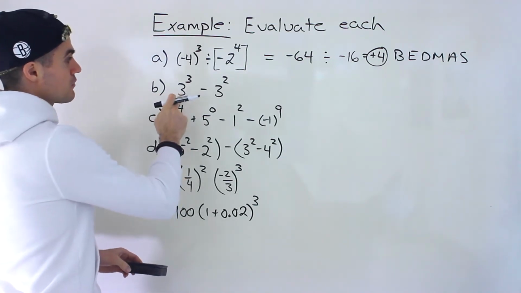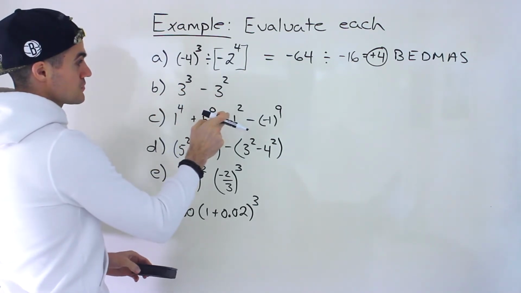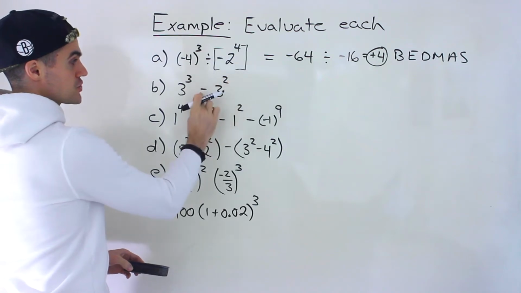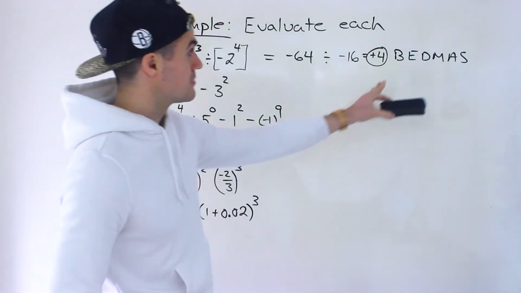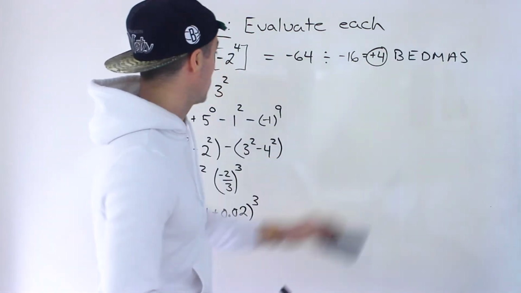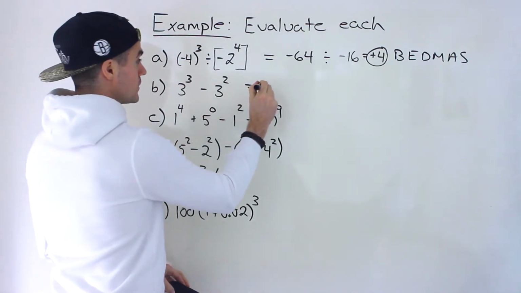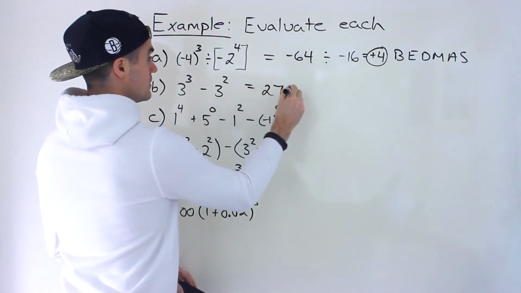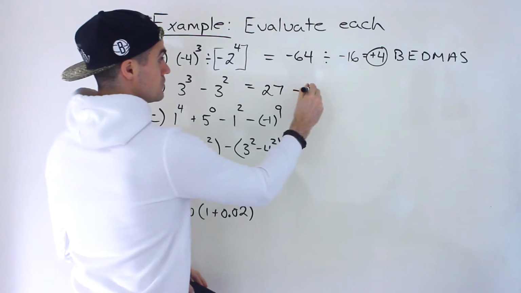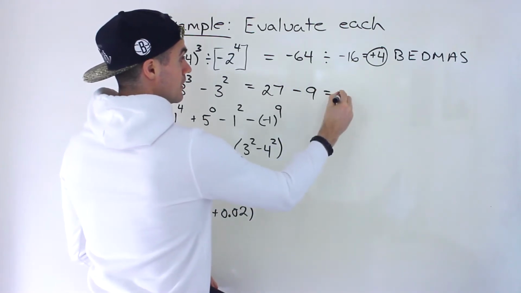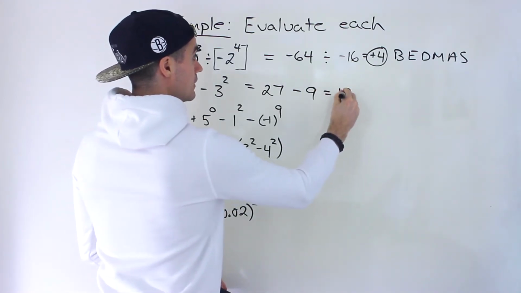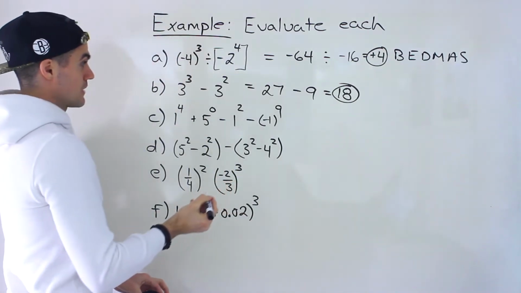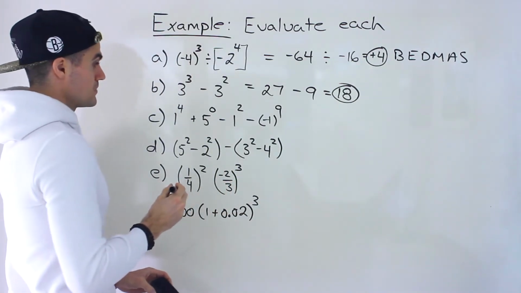Moving on to B, we got 3 to the power of 3 minus 3 to the power of 2. So notice we have exponential expressions and subtraction. Well, according to BEDMAS, we got to do the exponents first. So 3 to the power of 3 would give us 27, minus 3 to the power of 2 would be 9, and then that would end up being 18. So that would be the answer to part B.